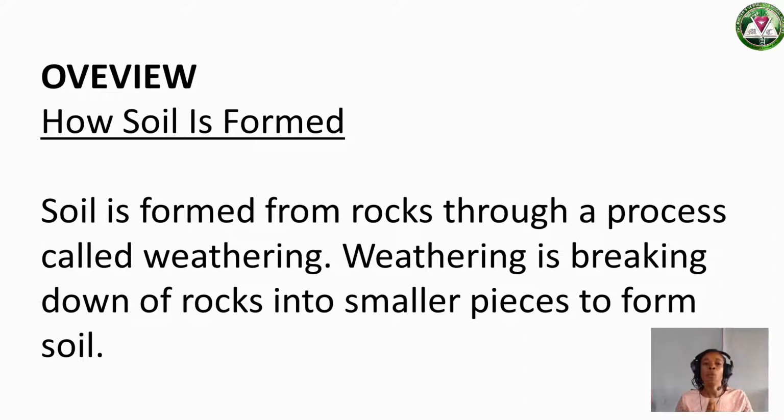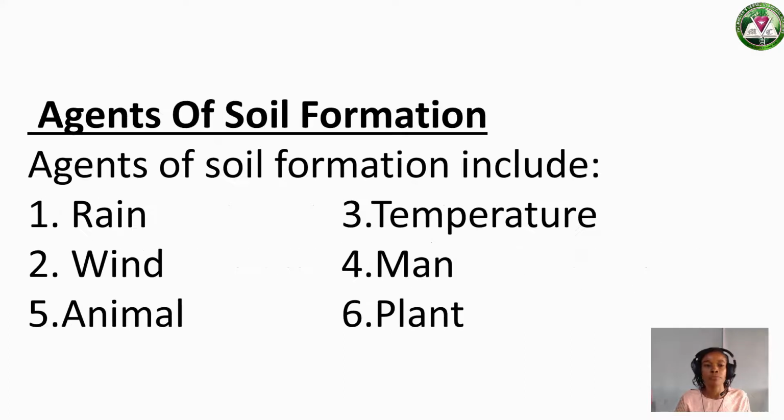So, what do we mean by how soil is formed? Soil is formed from rock through a process called weathering. That means breaking down of rocks into smaller pieces. That means soil is formed through the process of breaking down of rock into smaller pieces. That's how soil is formed.